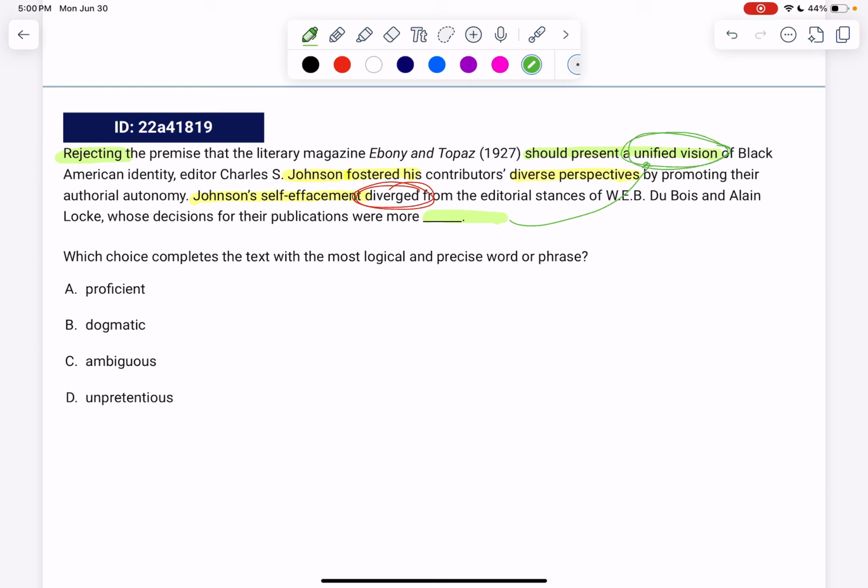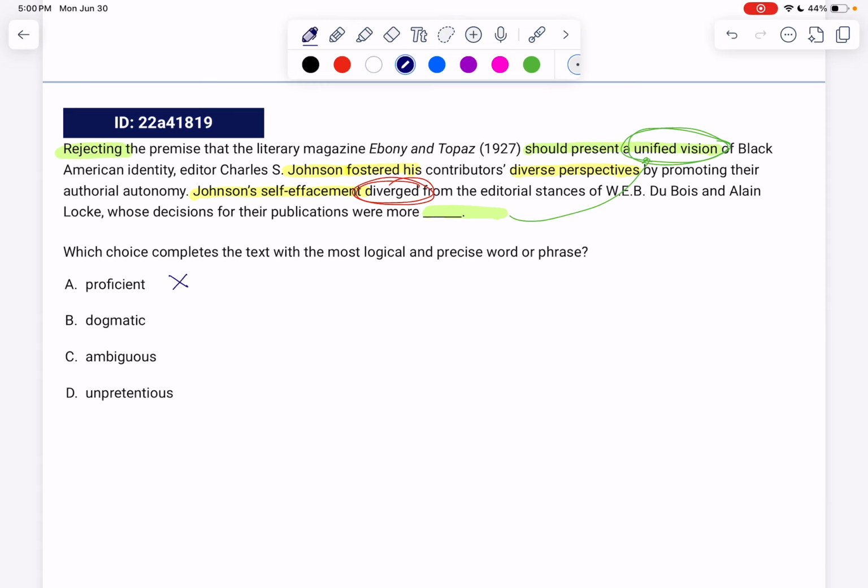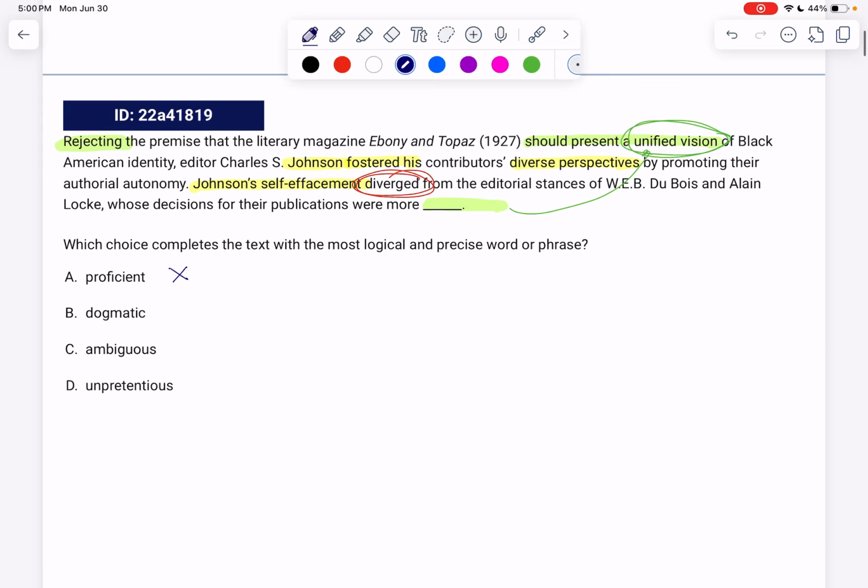So let's go to the answer choices and do some checks, question marks, and X's. We look at the answer choice A, proficient. Proficient means successful or good at something. And that doesn't mean unified, so we're going to give that an X. Dogmatic. Dogmatic, maybe we don't know what that one is. Let's give it a question mark.